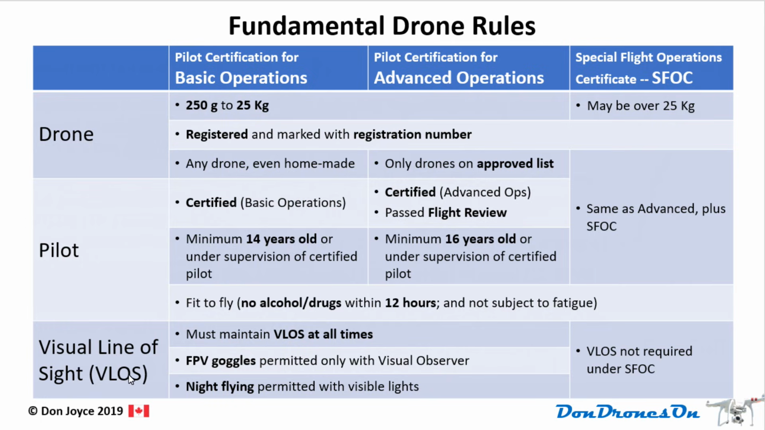Visual line of sight is fundamental to all of the drone rules. You must maintain visual line of sight at all times. If you don't have visual line of sight, your only backup is to have a visual observer who has been designated in advance to be the one to keep your drone in sight. And for that reason, if you're flying with FPV or first person view goggles, you must have a visual observer when you're doing that. If you're flying at night, again, visual line of sight is required, but in this case you're looking for the lights on the drone and you have to be able to see those. If you're flying under an SFOC, visual line of sight is not always required.